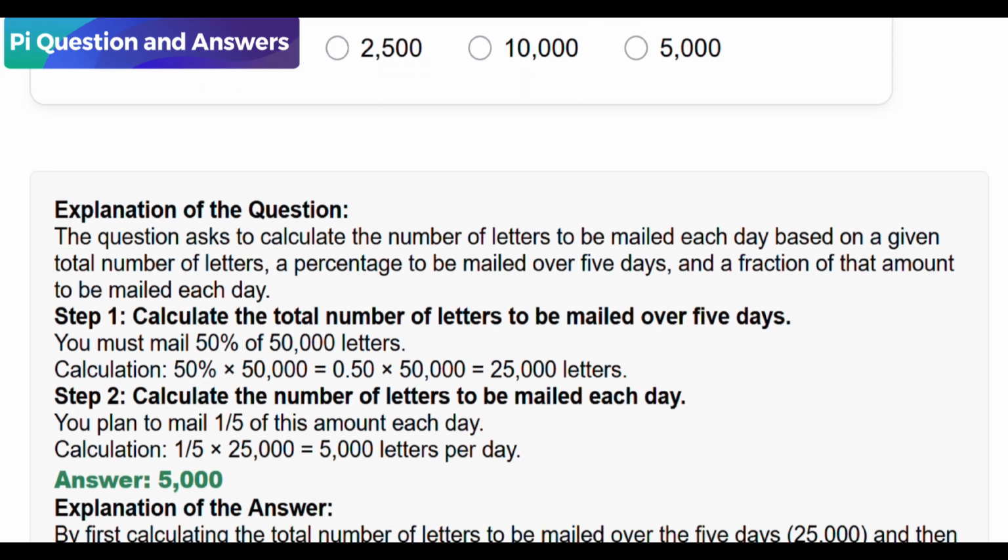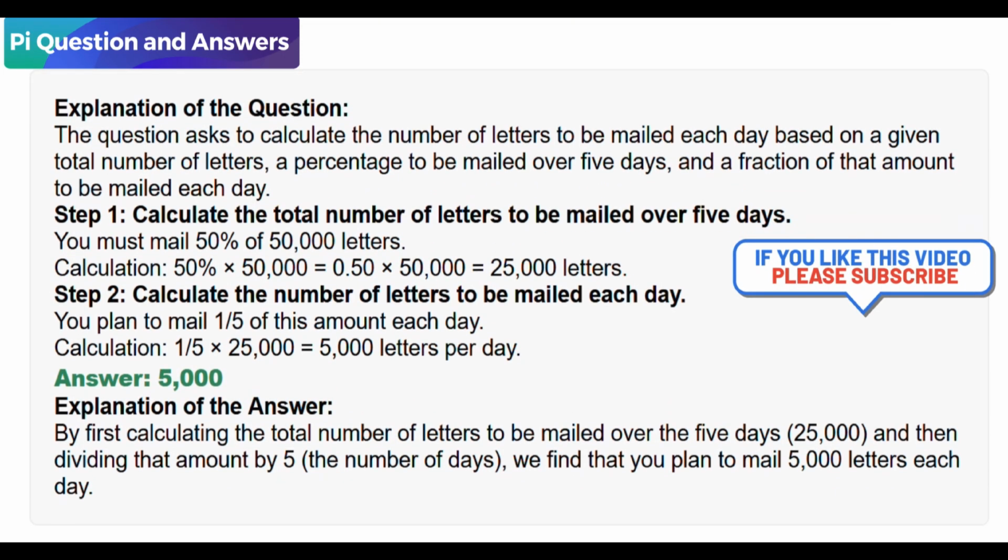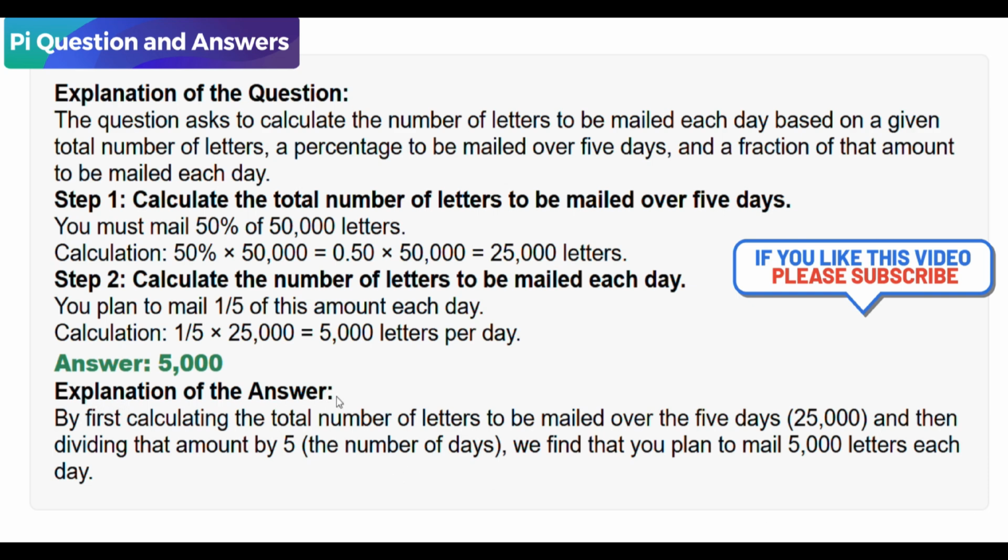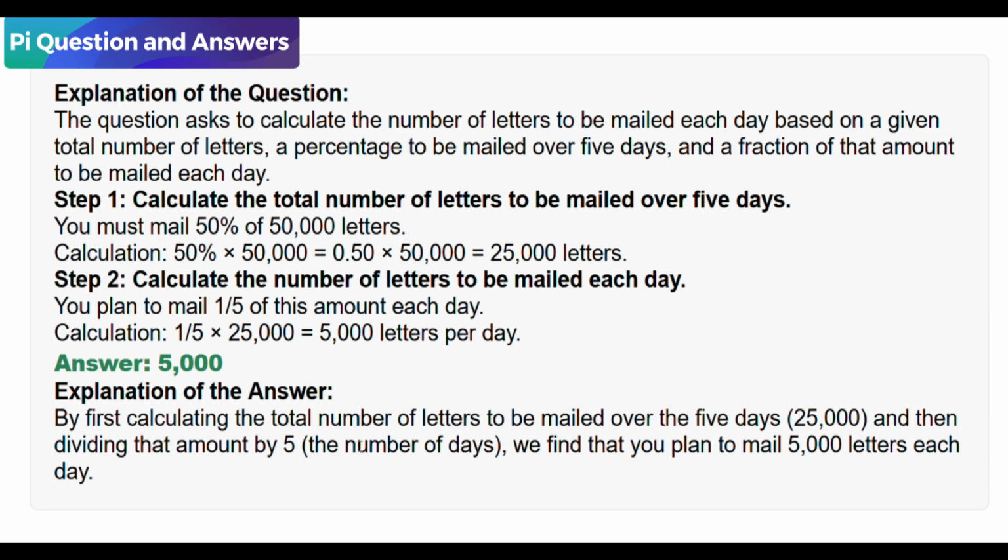Answer: 5,000. Explanation of the answer: by first calculating the total number of letters to be mailed over the 5 days, which is 25,000, and then dividing that amount by 5, the number of days, we find that you plan to mail 5,000 letters each day.